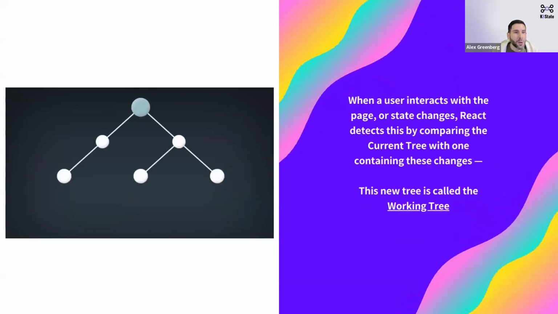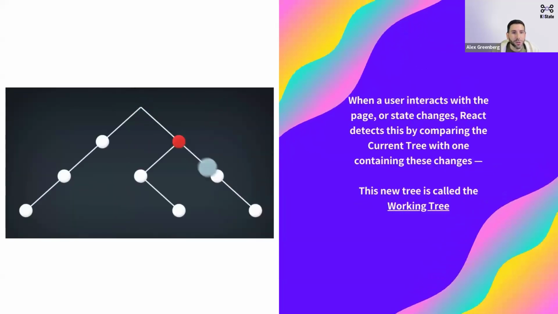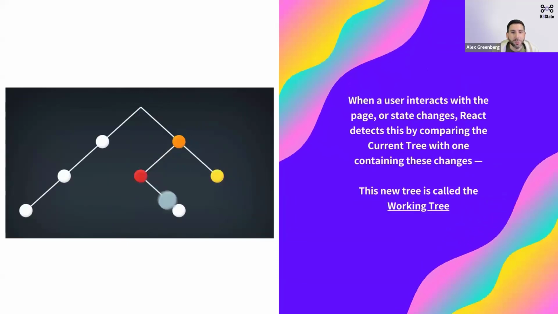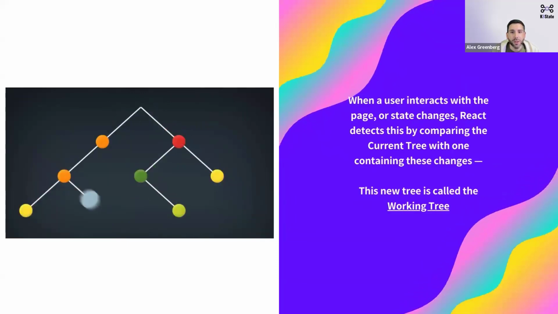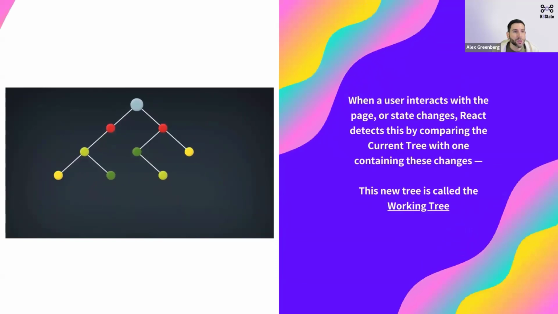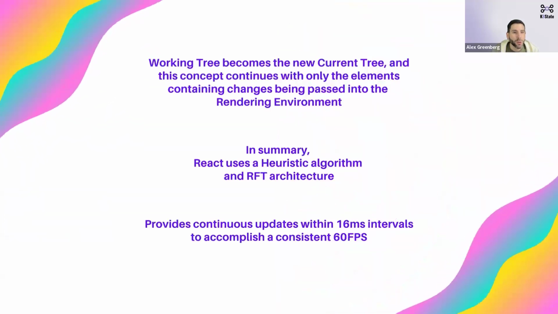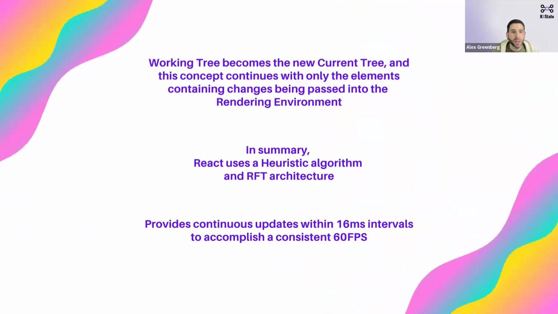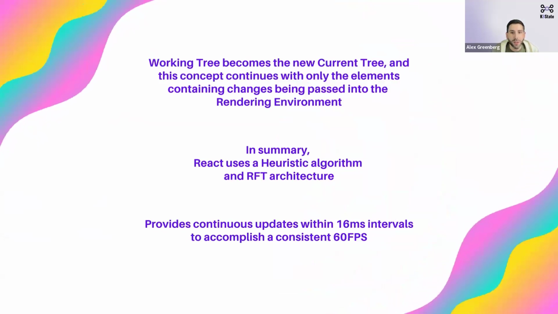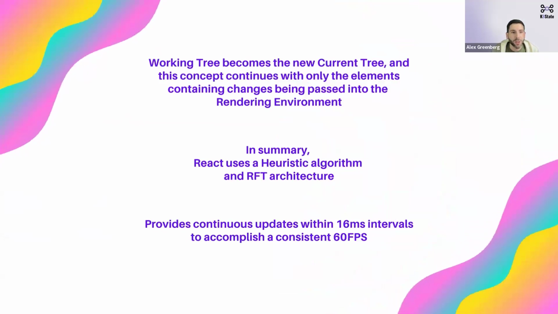When a user interacts with the page or state changes, React detects this by comparing the current tree with one containing these changes. This new tree is called the working tree. And once these processes are complete, the working tree becomes the new current tree, and this concept continues with only the elements containing changes being passed into the new rendering environment.